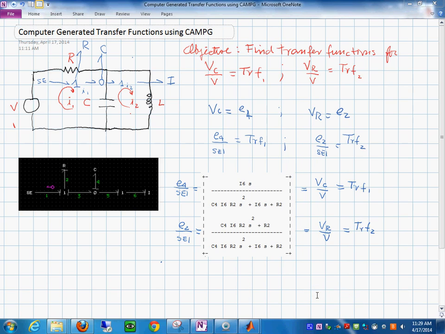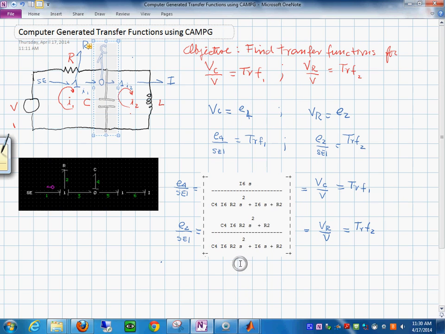So now we have the two transfer functions: E4, which is the voltage VC, and the other transfer function for E sub 2 divided by the input, which is voltage V sub R over V. So CAMG has done these computer-generated transfer functions and has, as indicated in here, the coefficient of S squared here, the coefficient of S over here, and the constant term. Same thing at the top.